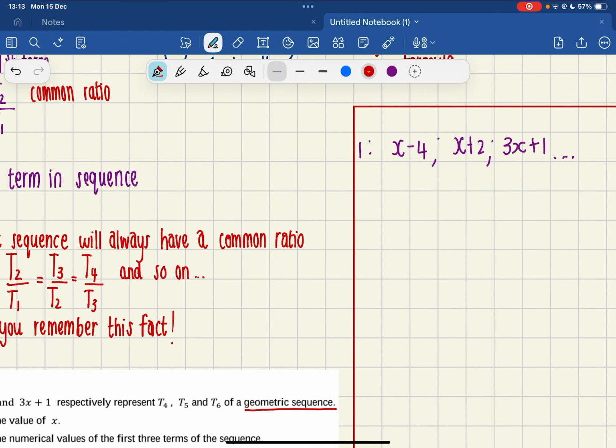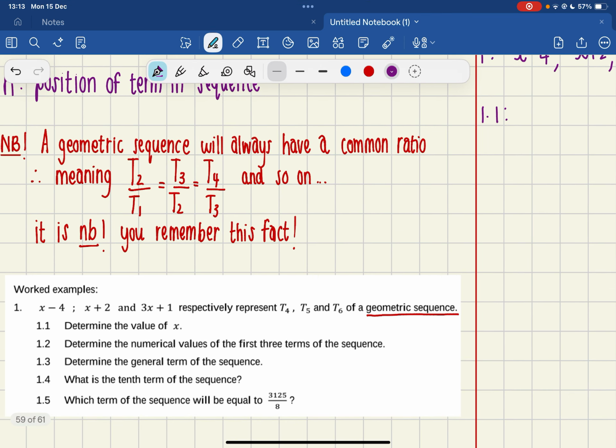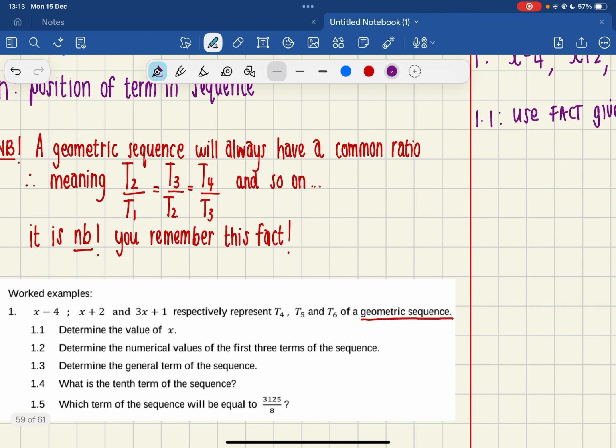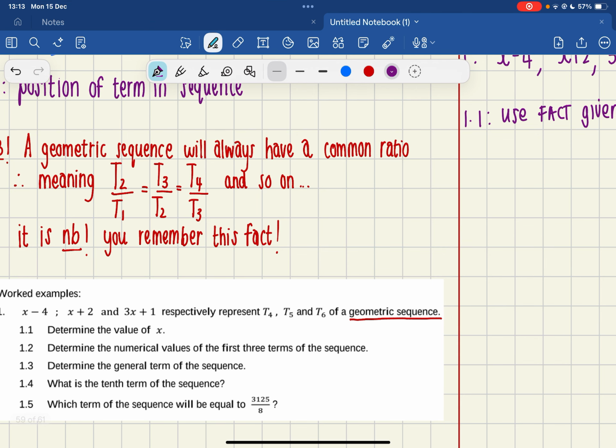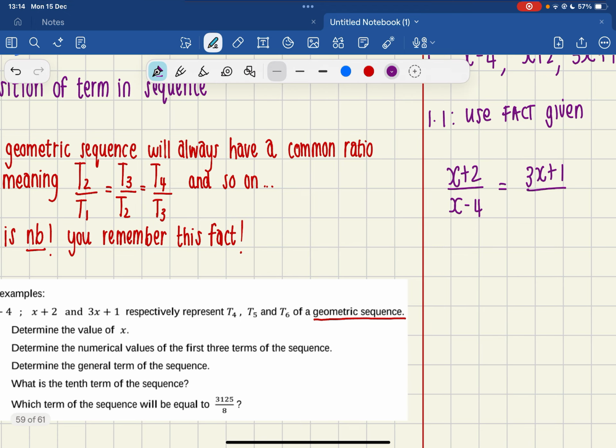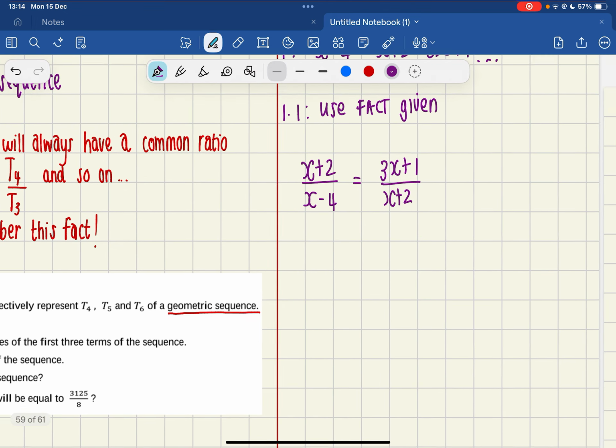Now let's quickly tackle question 1.1. It asks us to determine the value of x. How do we determine the value of x? We use the fact that was given. So these are free marks. In this case, it's bigger term over smaller term. So x plus 2 over x minus 4 is equal to 3x plus 1 over the smaller term, which is x plus 2. Then you solve for x.